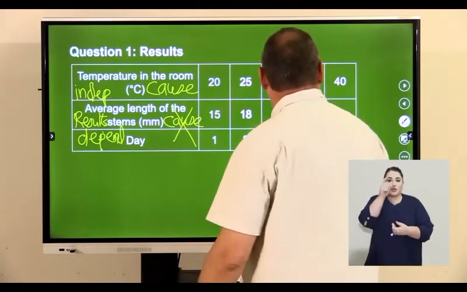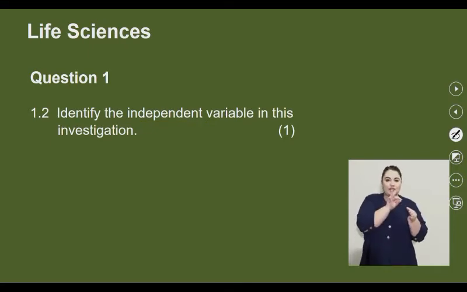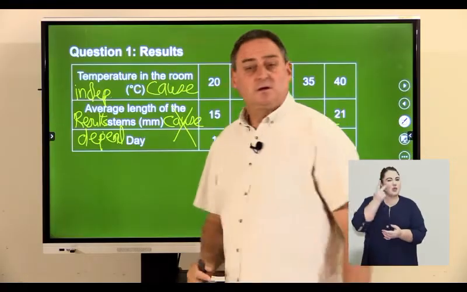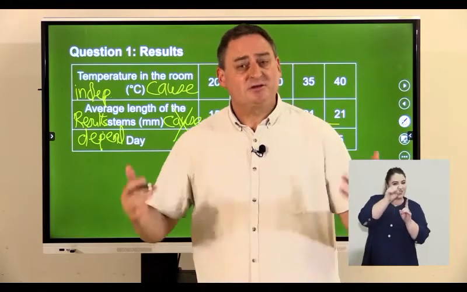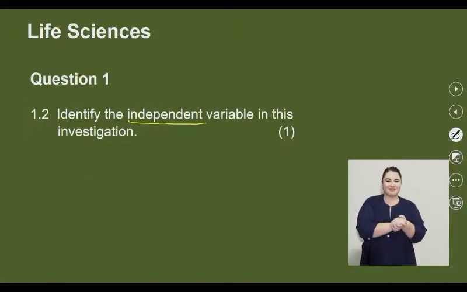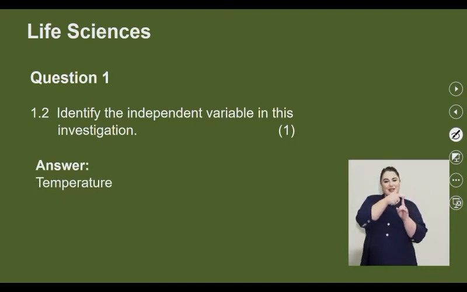So let's look at some other examples here. Now, identify the independent variable in this specific set of information. The independent variable, we said, is the cause. Can you spot the cause there? Is it not temperature? Then you've scored marks now in the test. Look here. The independent variable in this investigation, so the answer will come up now, is temperature. Because the temperature was the cause.